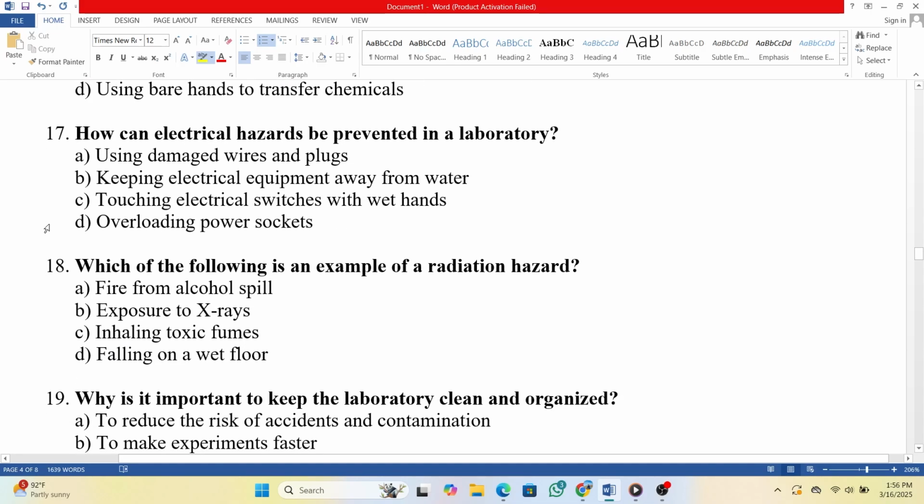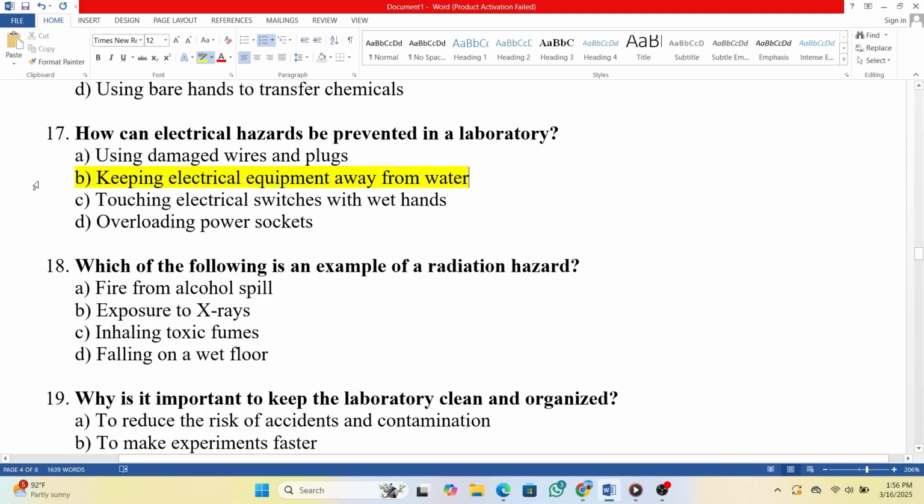A. Using damaged wires and plugs. B. Keeping electrical equipment away from water. C. Touching electrical switches with wet hands. D. Overloading power sockets. Answer, B.